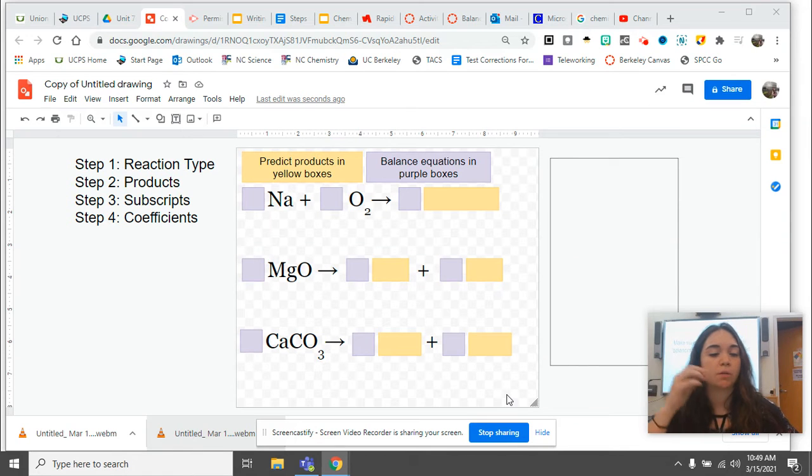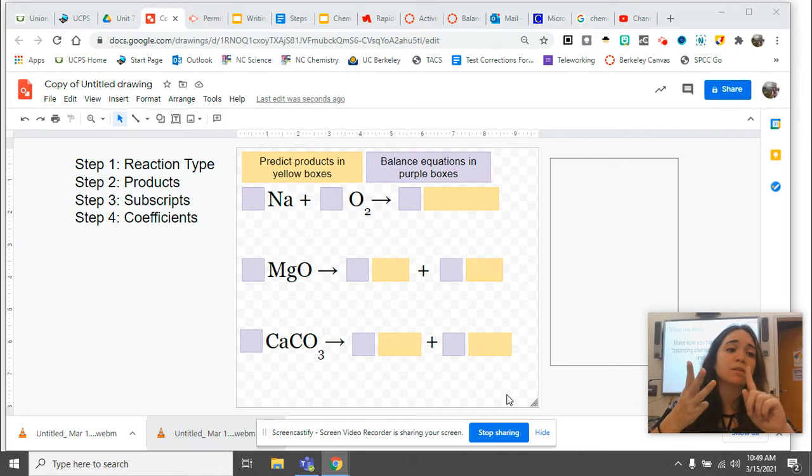All right, so in this assignment, we're going to be completing the chemical reactions. You always want to do that in this order: predict the reaction type, predict the products, determine the subscripts, and then determine the coefficients. So we're going to be filling in the yellow boxes first with the products, and then at the end, we will balance the reaction with coefficients in the purple boxes.